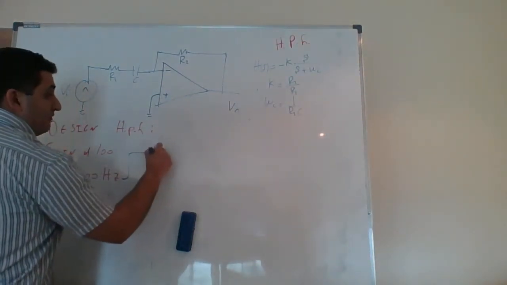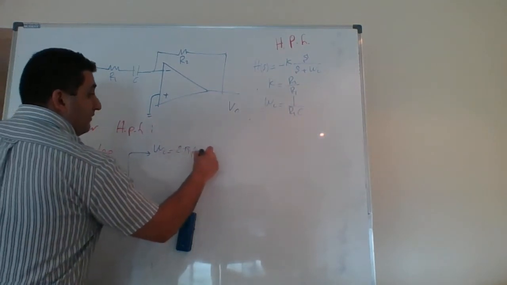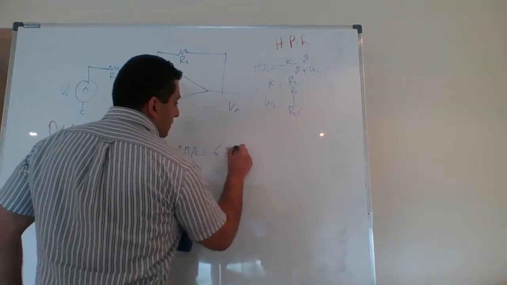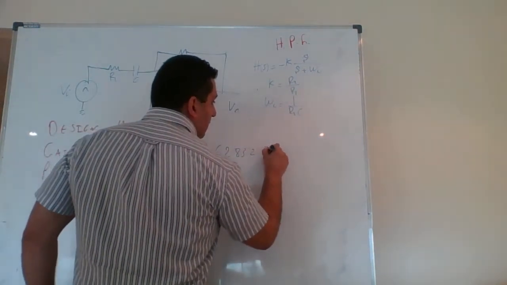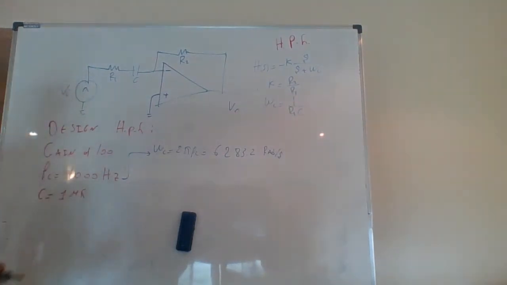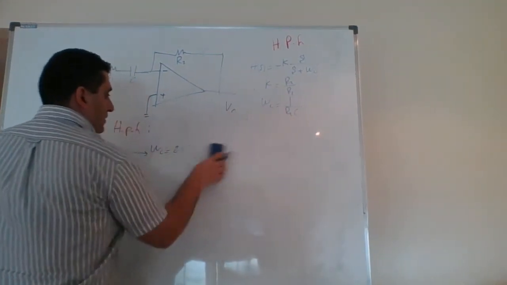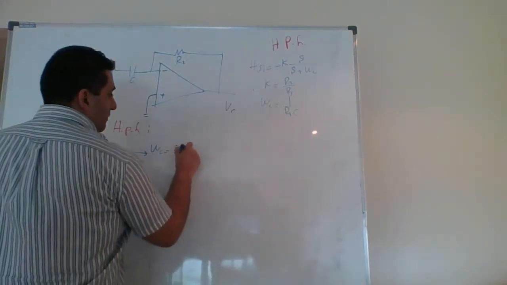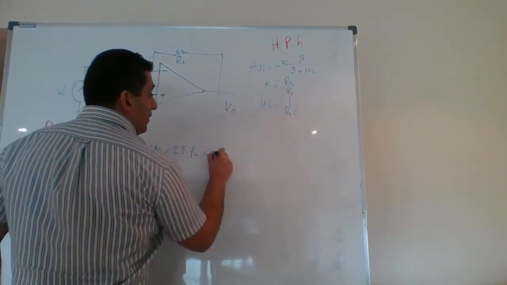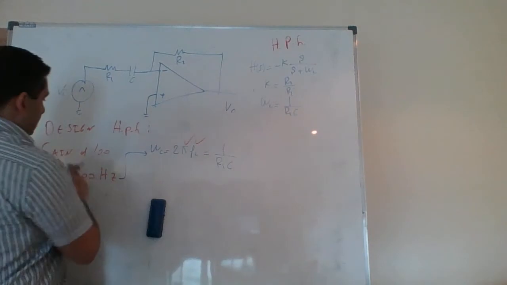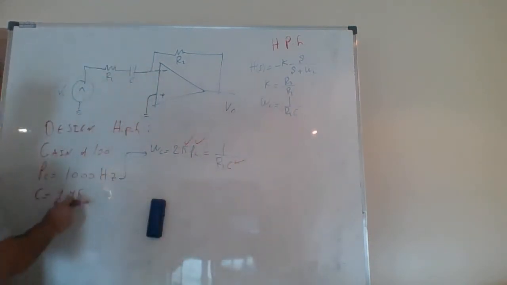This gives me omega c, which is equal to 2 pi fc. I multiply it out and omega c will equal 6,283.2 radians per second. And then, what do I have now? I have omega c equal to 2 pi fc, which is equal to 1 over R1 C. I know what pi is, I know what fc is, and I know what C is, 1 microfarad.